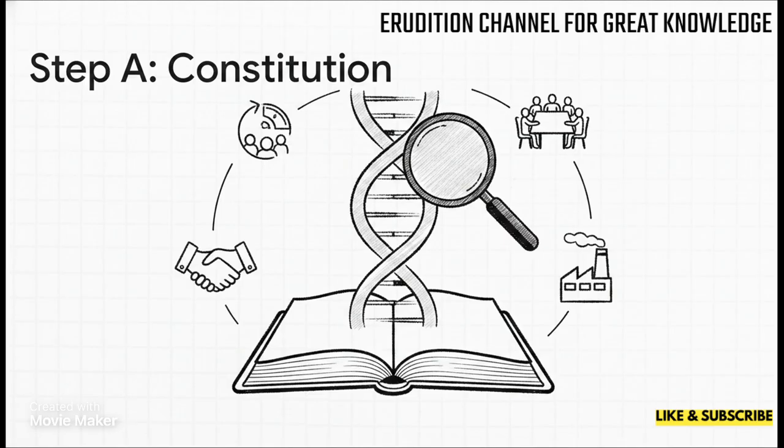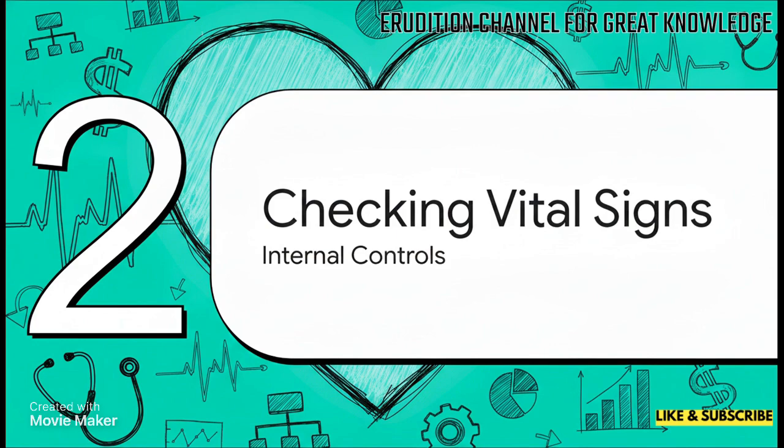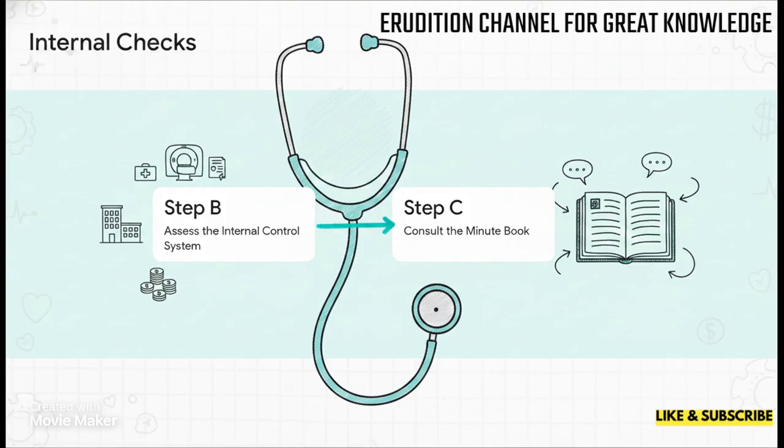By doing this, the auditor pinpoints the exact rules and regulations relating to management and the precise process for preparing their accounts. Moving on to Section 2, Checking the Vital Signs. These next two actions, Steps B and C, essentially act as our stethoscope. They allow us to evaluate how well the organization maintains its assets and let us listen in on the crucial decisions made by the board of directors.